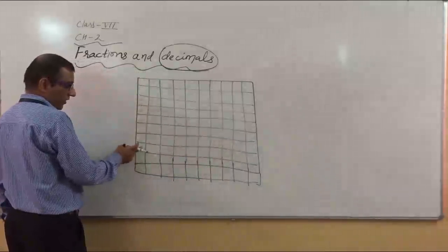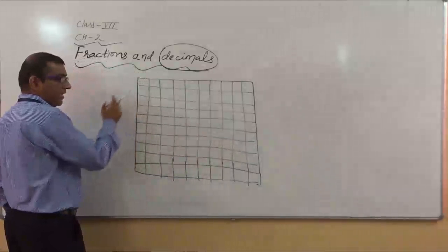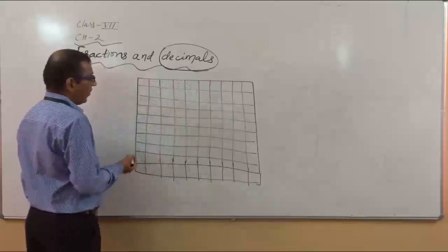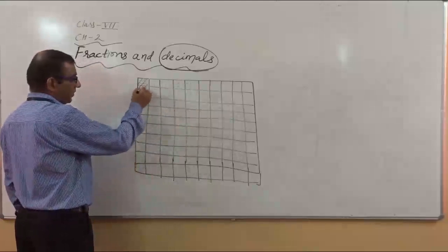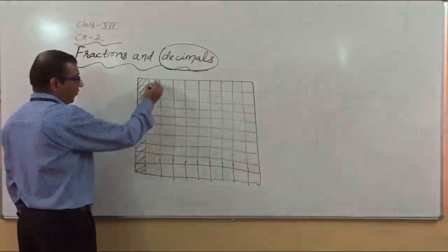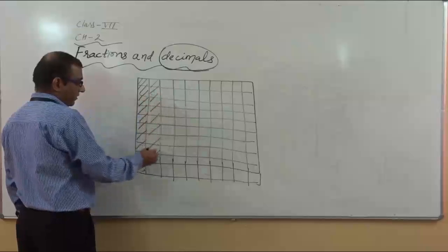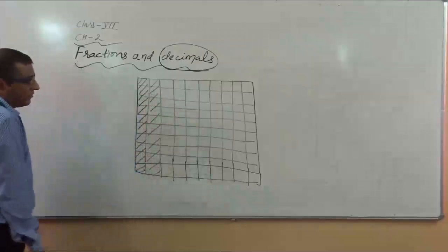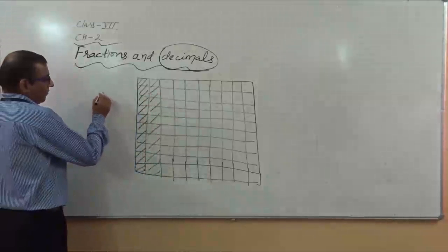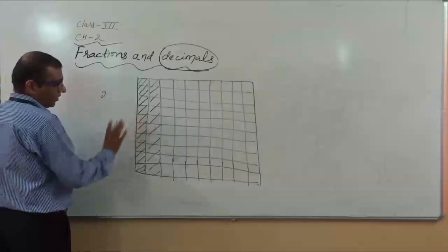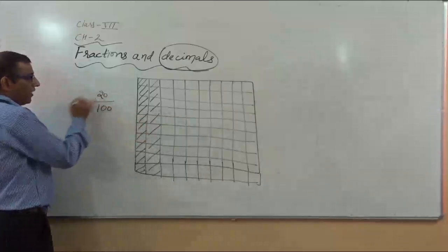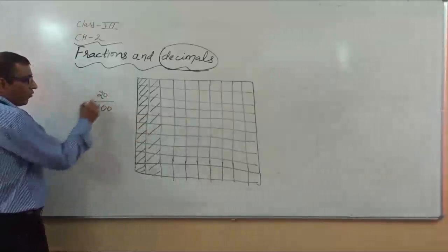So 1, 2, 3, 4, 5, 6, 7, 8, 9, 10. 10 rows and 10 columns. So 100 small squares are there. So if I am taking this column as shaded portion and one more column, if I shade it, what is the meaning of this? It means we can say 20 out of 100, 20 squares are shaded. So how can we solve it?